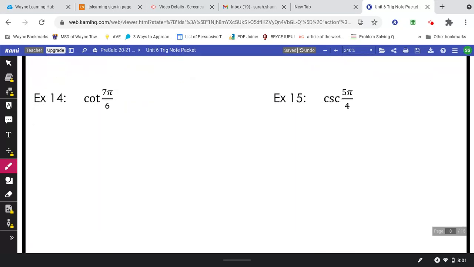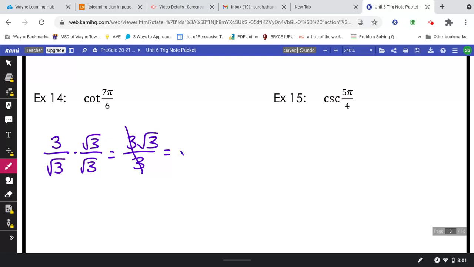Cotangent of 7 pi over 6. Go to tangent, 7 pi over 6. It's radical 3 over 3, so we flip it. Get 3 over radical 3. And then we multiply. Get 3 radical 3 over 3. And then something happens. If you notice, you can actually cancel these 2 regular 3's, and you're just left with the square root of 3.